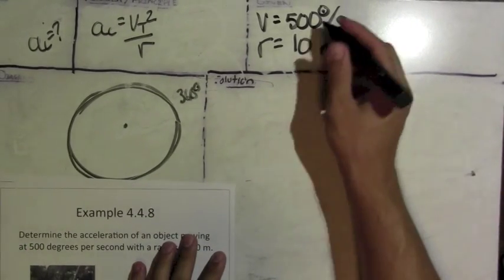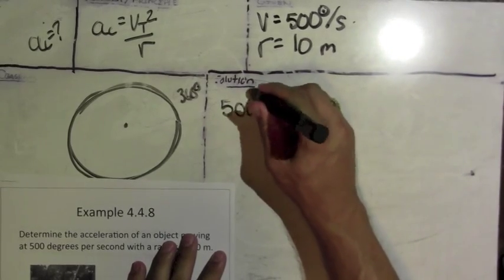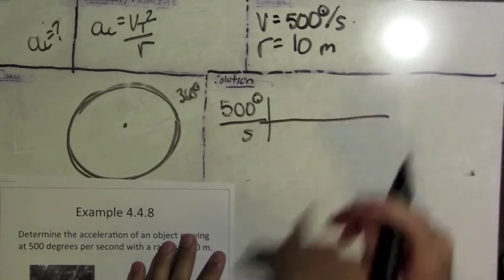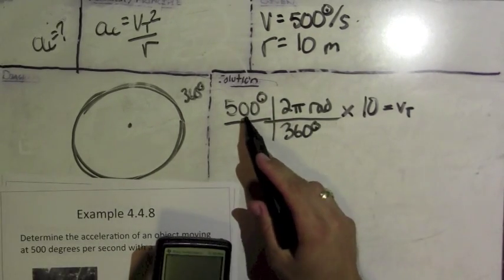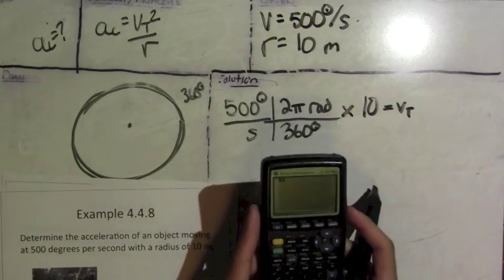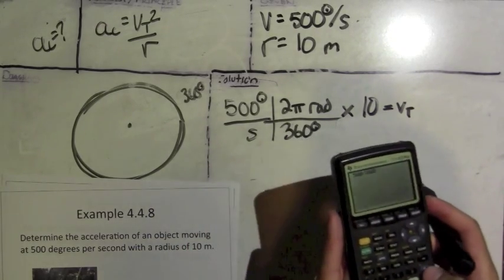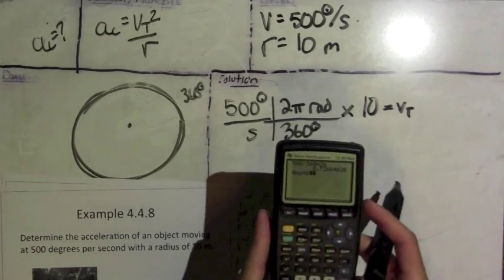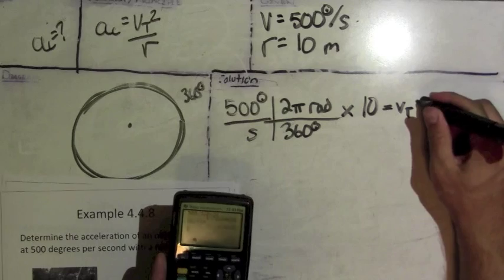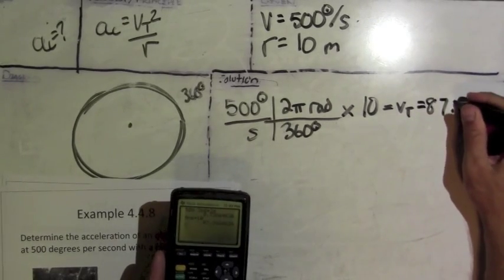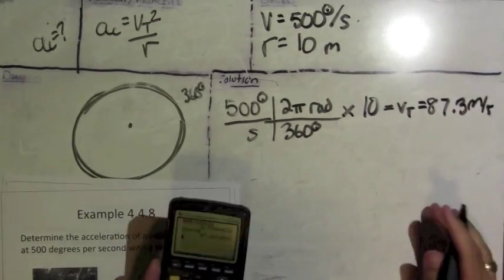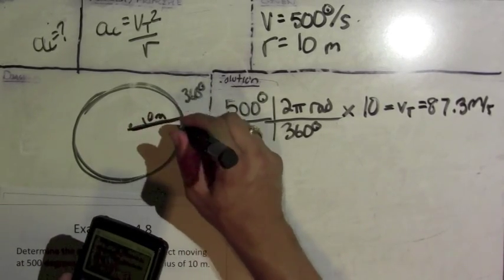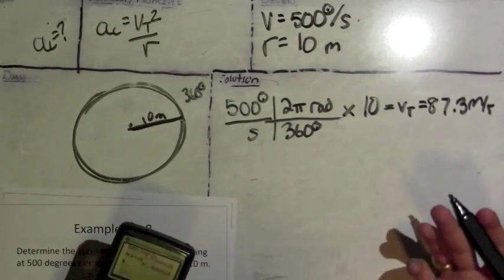We can say 500 degrees per second. Okay, that's my velocity value. So when we take 500 divided by 360, multiply it by 2 pi, and then multiply it by 10, we get a tangential velocity of 87.3 meters per second. Which, if we have a 10 meter radius, and we're going around more than once, that makes a lot of sense.